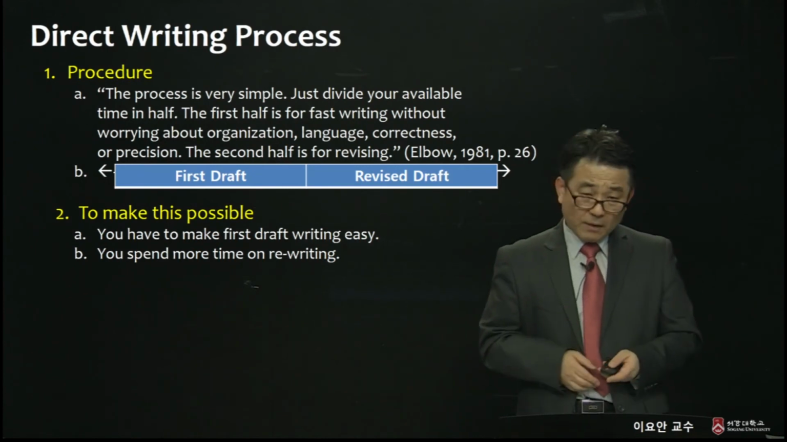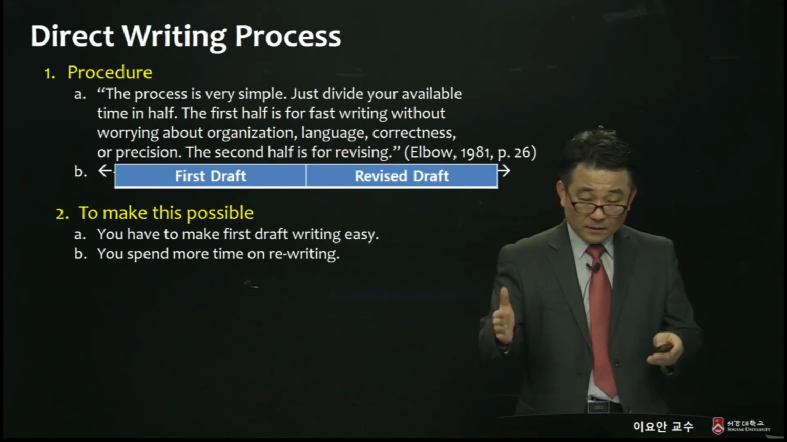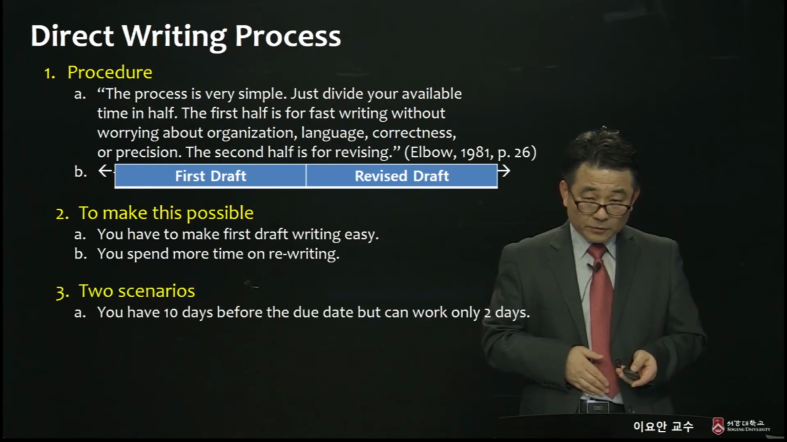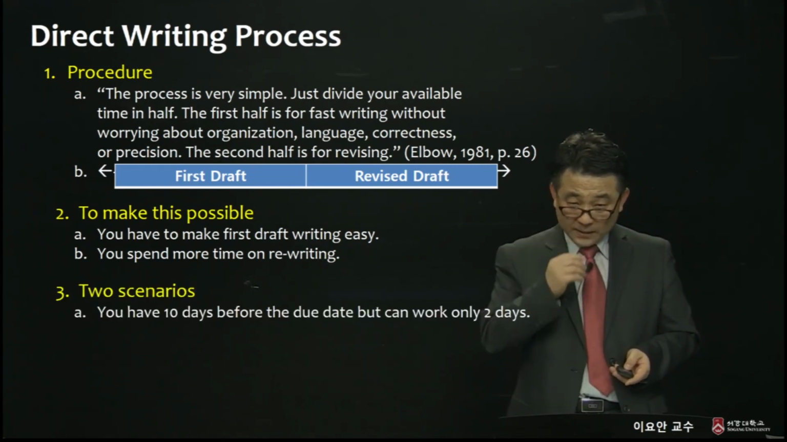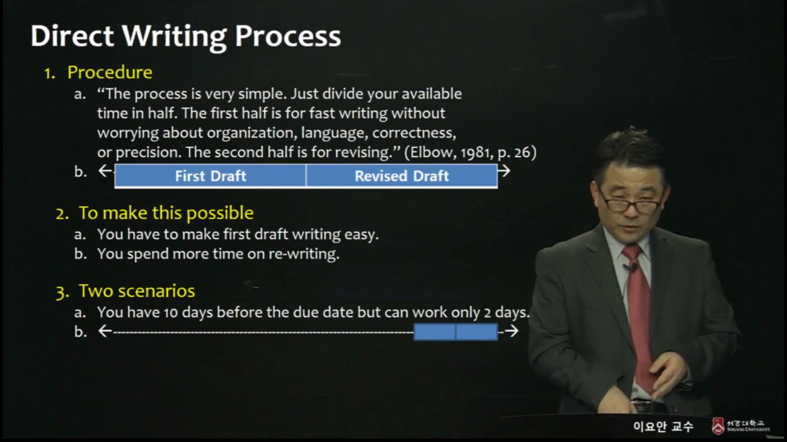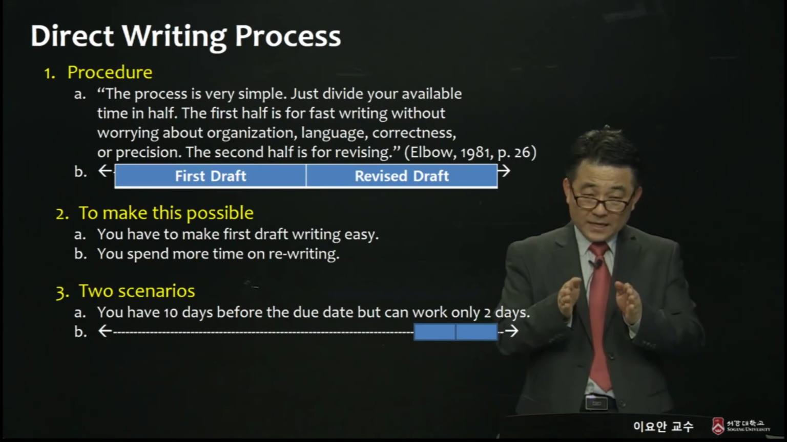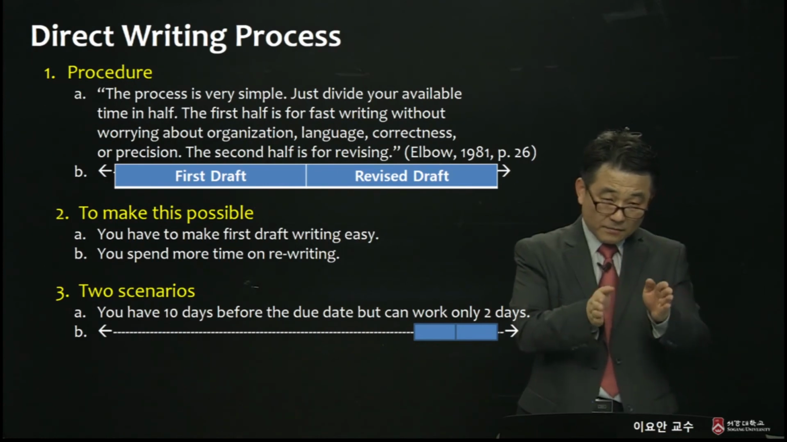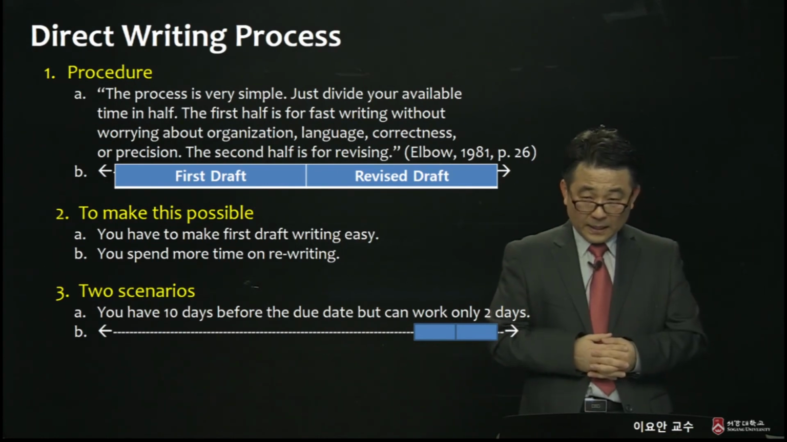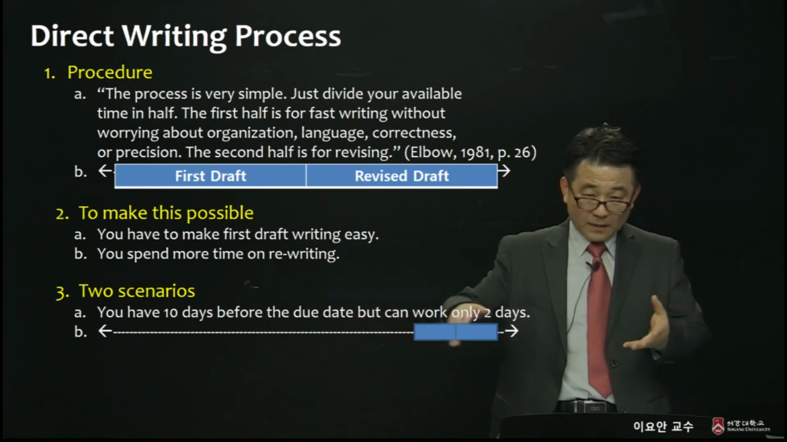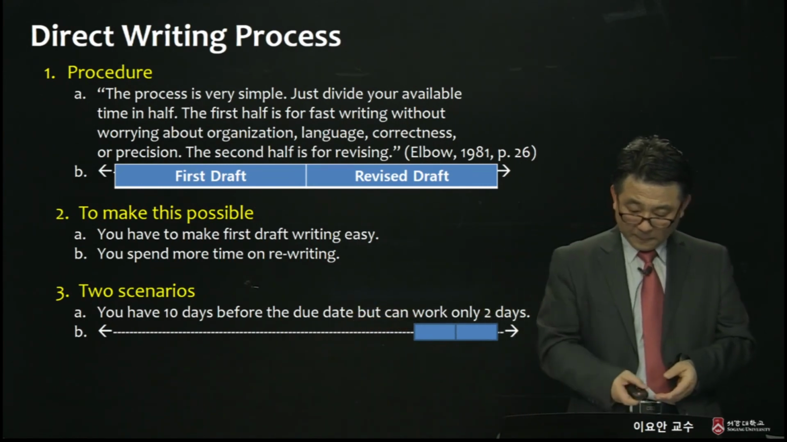So let's suppose you have only 2 days you can spend in the remaining 10 days. And normally what do you do if you have 10 days before the due date but can work only 2 days? Normally you do this. You leave only 2 days approaching the due date at the end of the period. And then 8 days, you don't do anything. You're just worrying about the final paper.